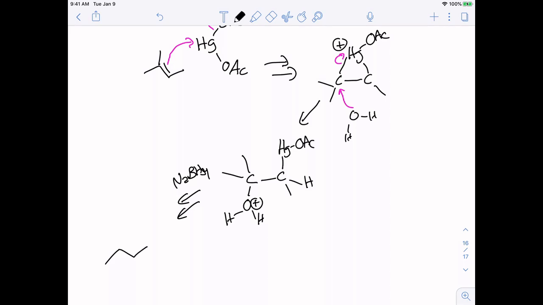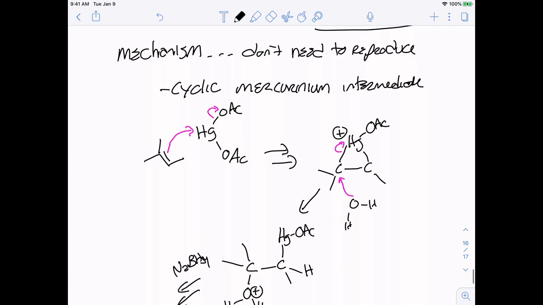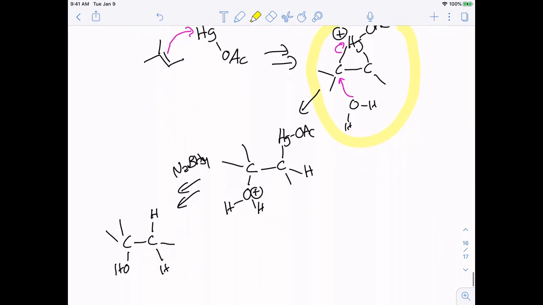Actually, let's draw it so it matches a little bit better. I have my OH group down. I have a new hydrogen here. I have a methyl group and a hydrogen, and then those two methyl groups. So again, you don't have to reproduce this. I know it's kind of a mess, but the part that I want you to know is that it's a cyclic intermediate, and that's how it ends up anti. So we do go through this fancy mercury bridged intermediate.